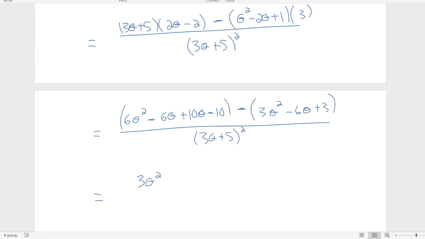And then I have, well, let me go ahead and combine these. This is really 4 theta, and then minus a minus is plus 6 theta. So 4 theta plus 6 theta is 10 theta. And then I have negative 10, and then this is minus 3. So negative 10 minus 3 is negative 13. So there would be my most simplified version of this expression, where we used the quotient rule.